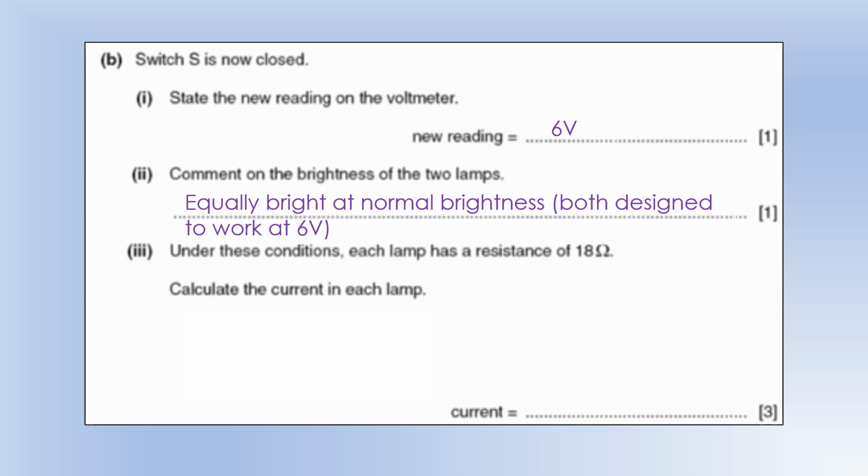So if each lamp has a resistance of 18, get the current. So the total resistance is 36. The total potential difference is 12, so we're going to get 12 over 36 gives us 0.33.